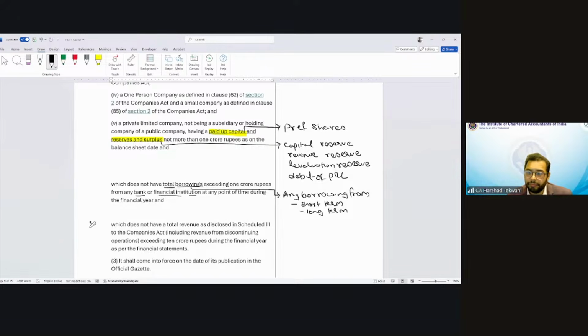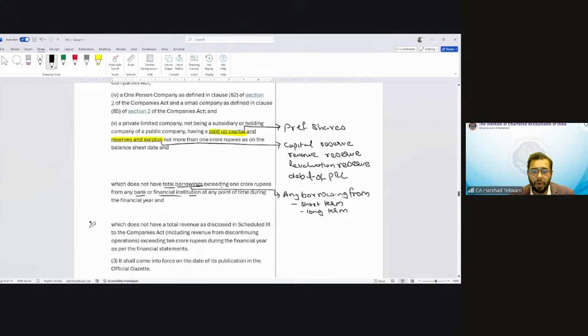Yes, sir. We understood that whether it is short term or long term is not a matter. We have to include even the demand loan and, like you said, cash credit, export credit, overdraft, whatever the case may be. We have to include that in the limit.